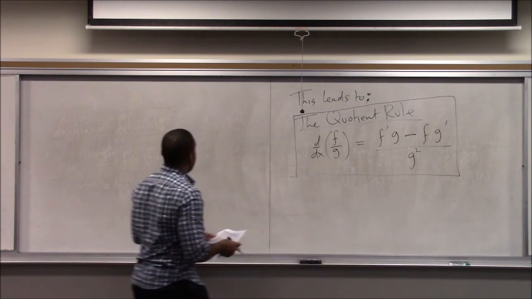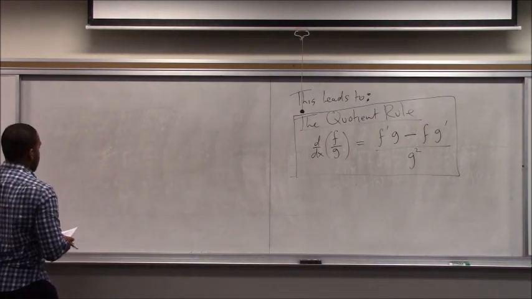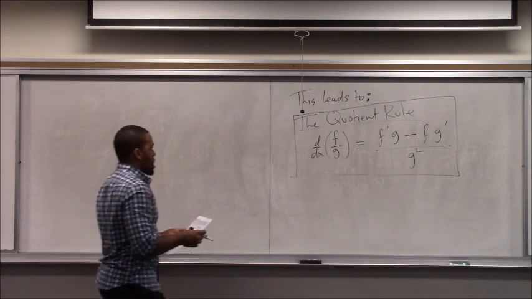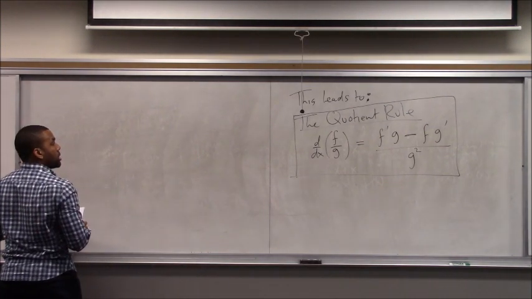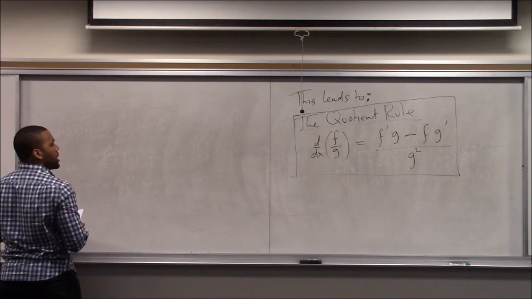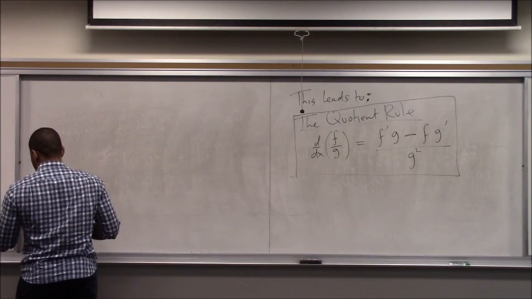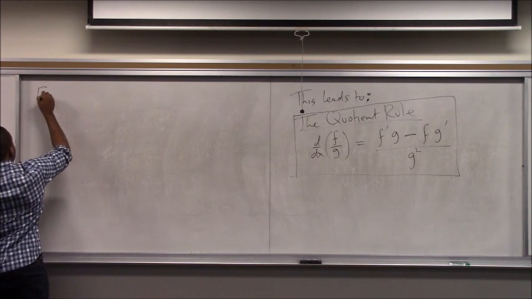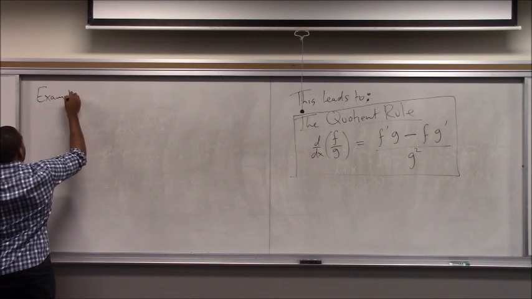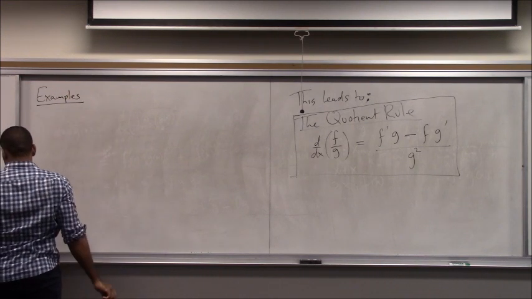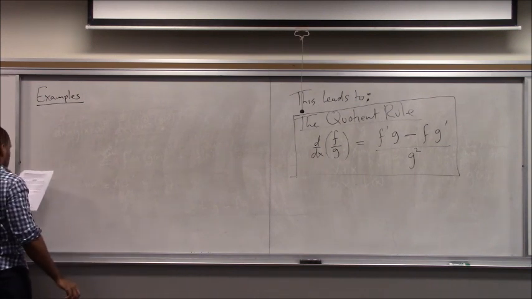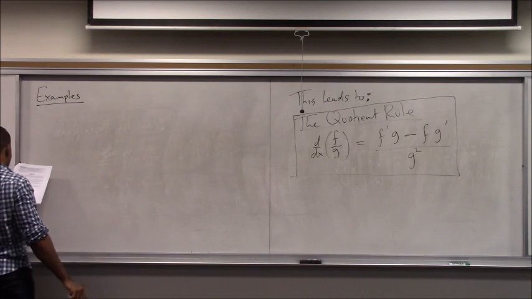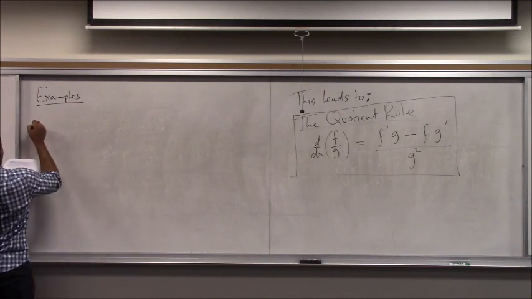And while doing some examples, I'll talk about when you may or may not want to use the quotient rule. So, examples. I mentioned the "low d high" and the one I care about, whatever. Okay, so I want you to differentiate these.